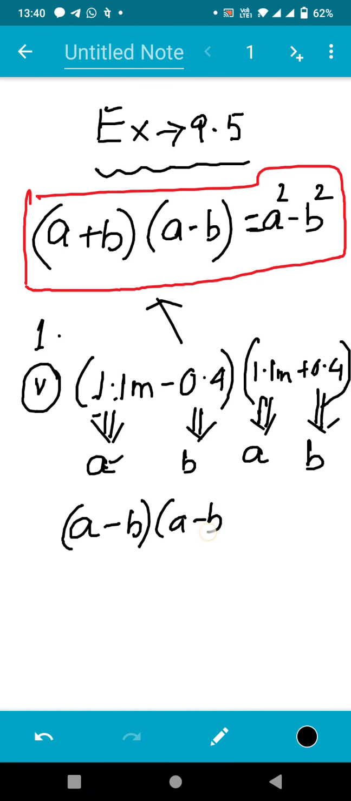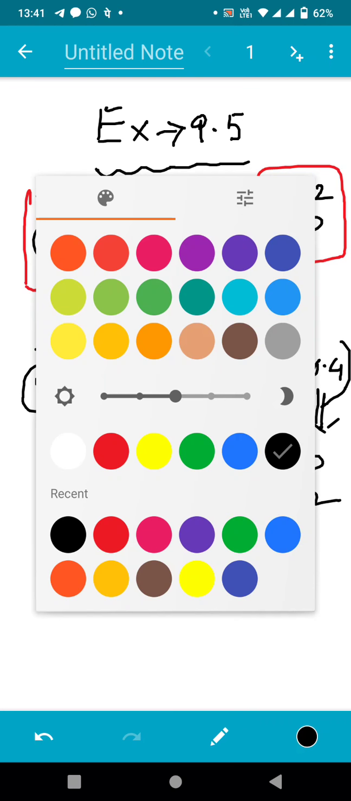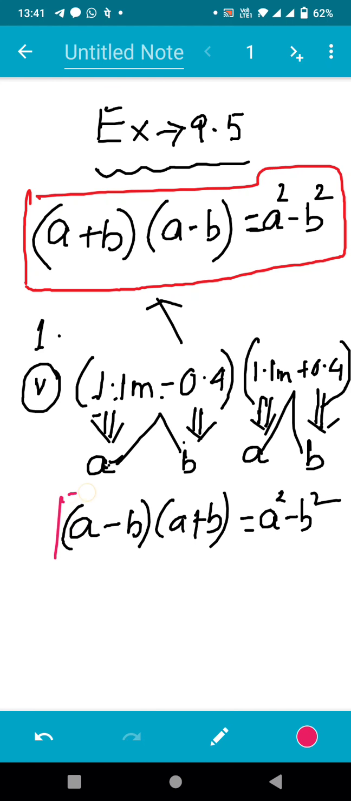The question is given in the form of a minus b and a plus b. This time a minus b is written at first. See, a minus b and a plus b, it is the same formula, students: a square minus b square. It doesn't matter whether a plus b or a minus b is given first. The answer would be the same, that is a square minus b square only. So this is the identity that we are using for sum number 5.